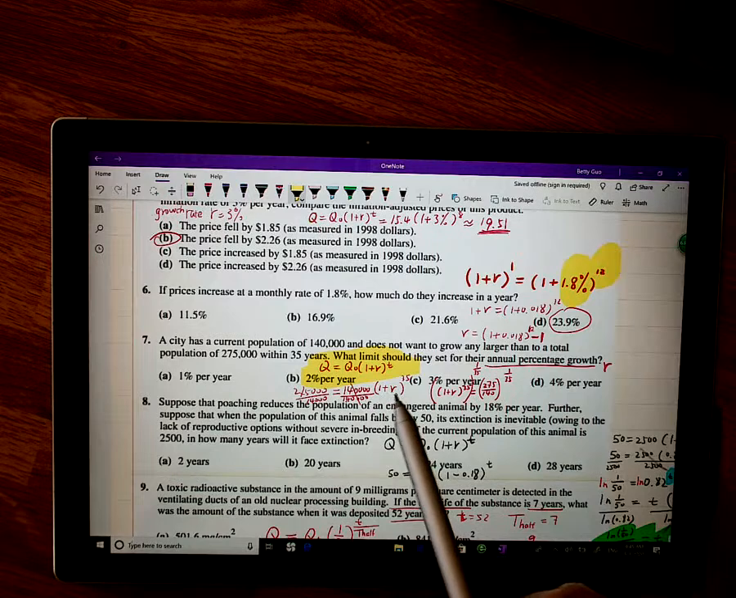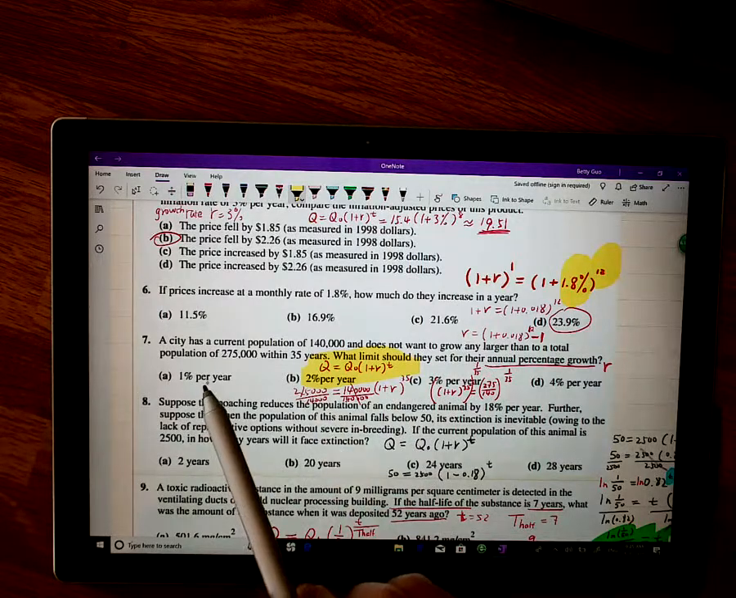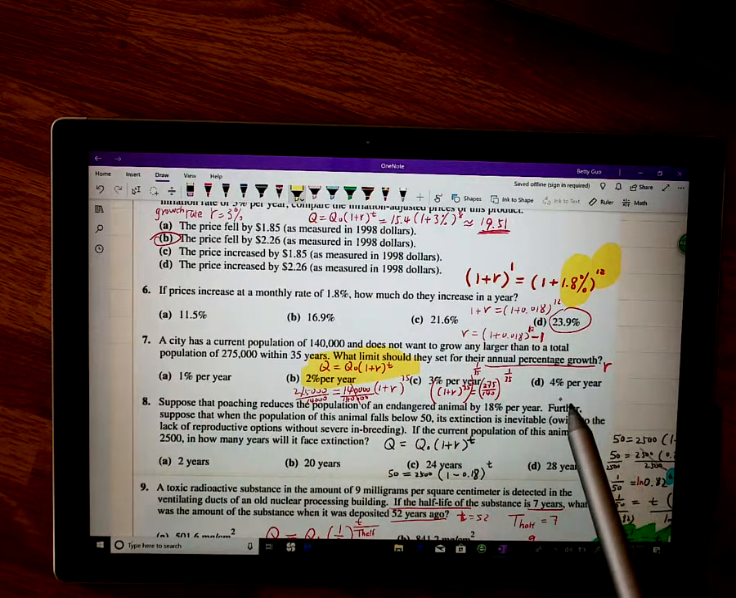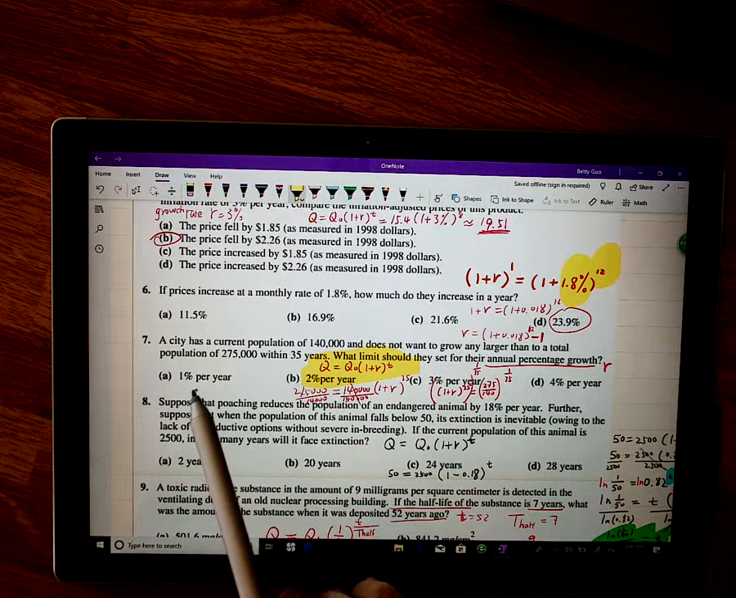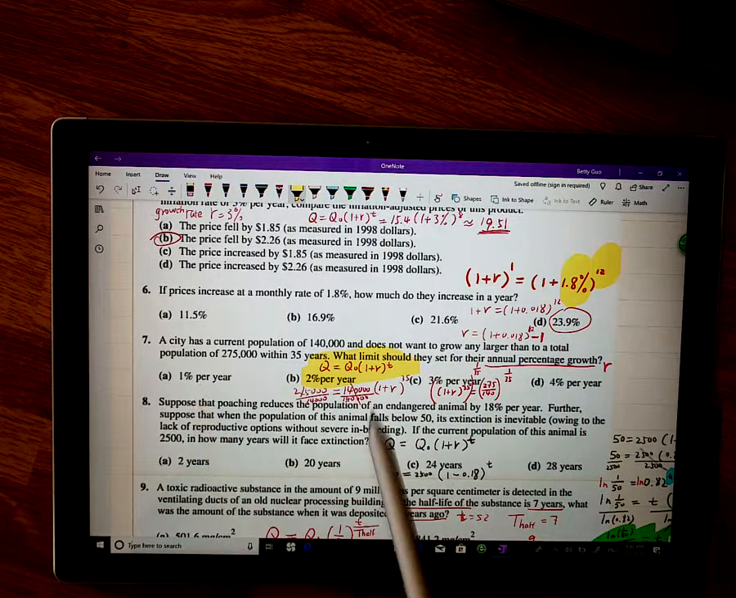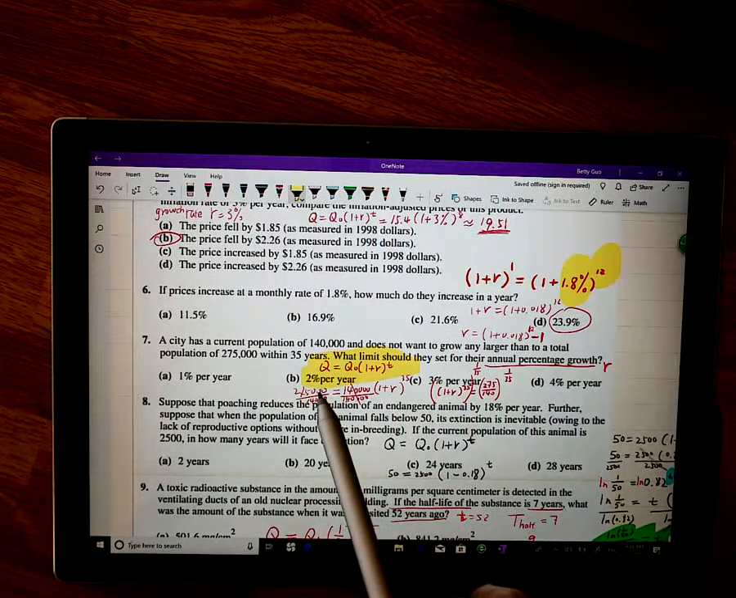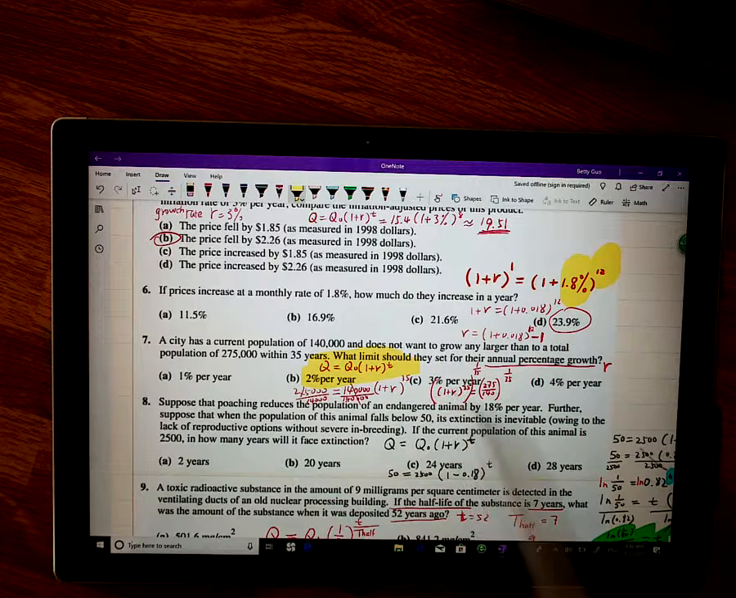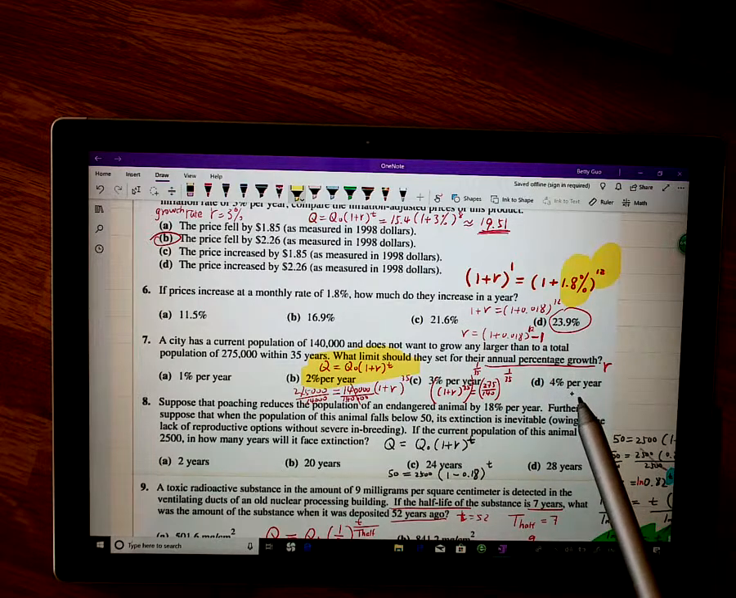At this level, the way you are able to find the value for R is to try A, B, C, D. Plug in 1%, which is 0.01, to see if the value satisfies the equation. If not, try 0.02, try 0.03, try 0.04, and eventually find the value for R.